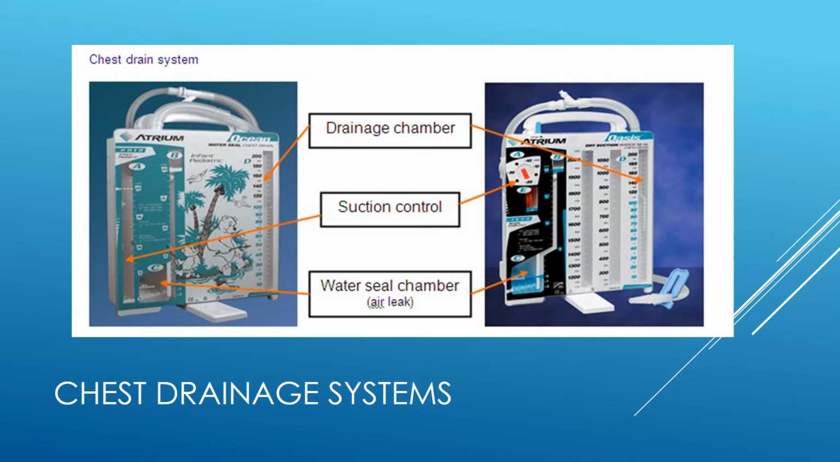and control your suction. Some other important things that you need to know are in the B chamber. Each one has a B chamber, you can see on each side here. That is your water seal chamber. And you can't really see any, maybe this is it right here.